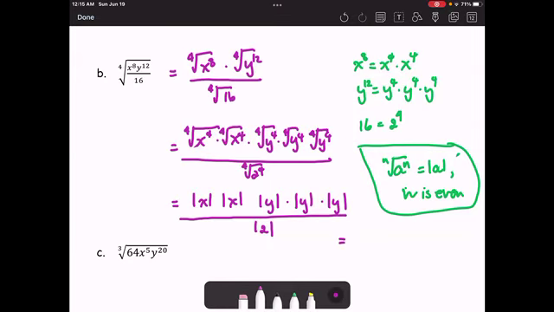The absolute value of x times the absolute value of x is just x squared, because when you have an even number of factors, the negative side will disappear. For the y term, we have to be careful. You can write it as y squared times the absolute value of y, and then divided by 2, because 2 is already positive.